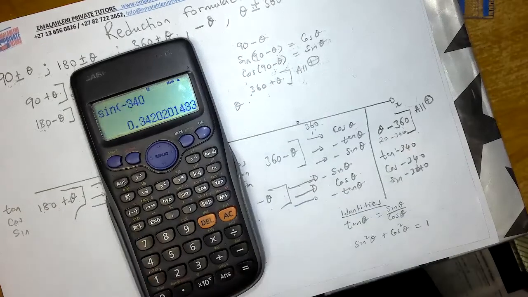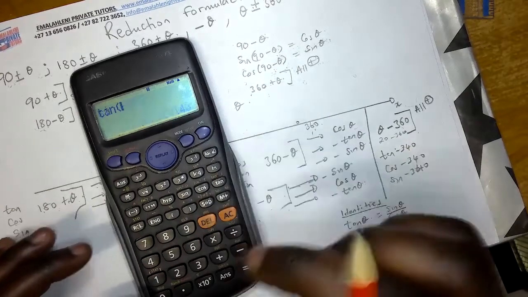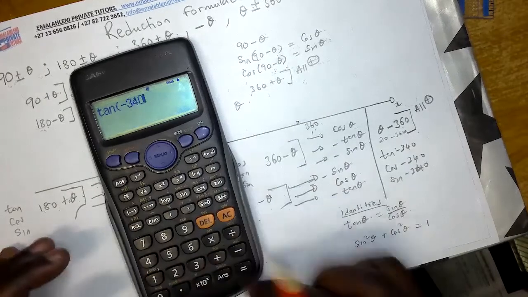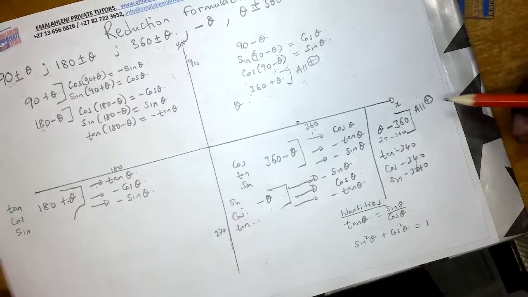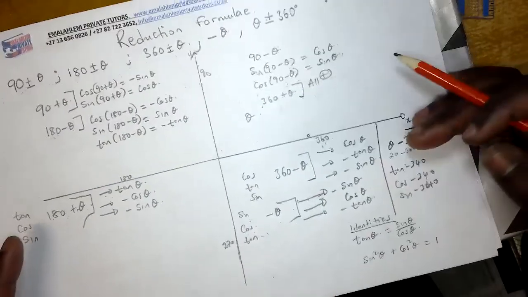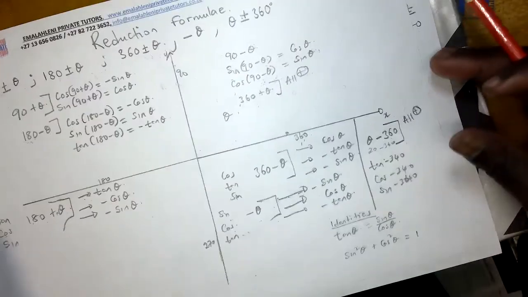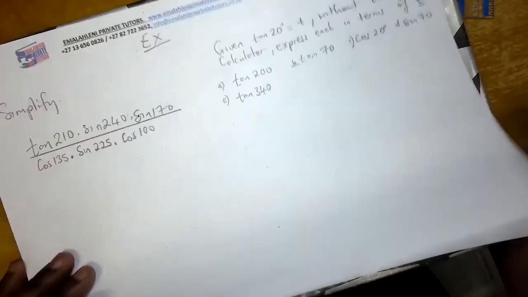We get a positive. Then you say tan negative 340. We also get a positive. That's what we're talking about here. So these are the reduction formulas that you must master. You must understand them very well. Now let's move on to some questions that require you to use this skill.